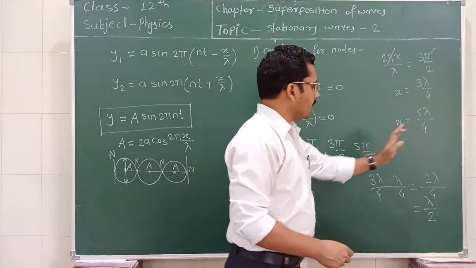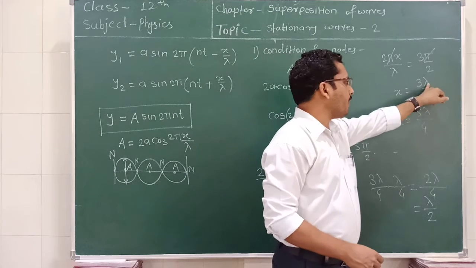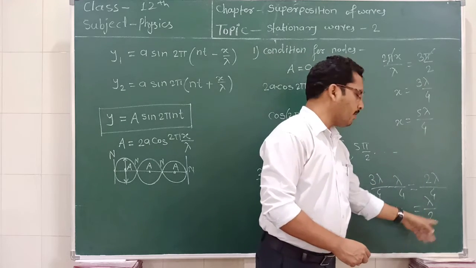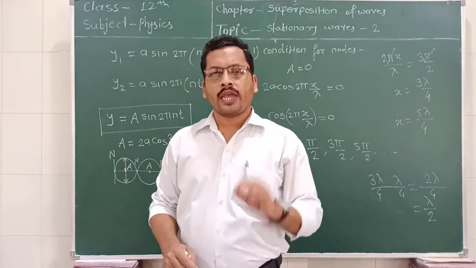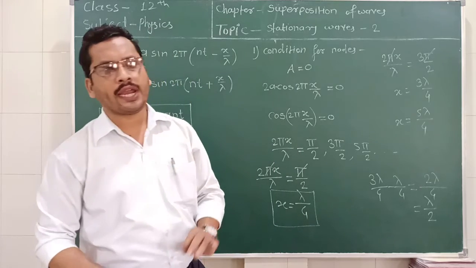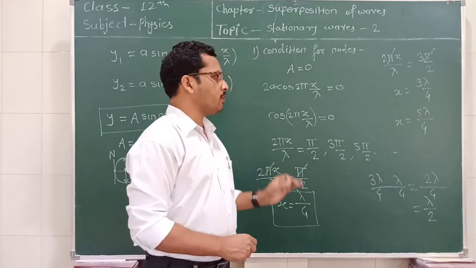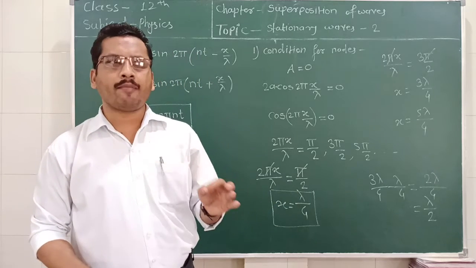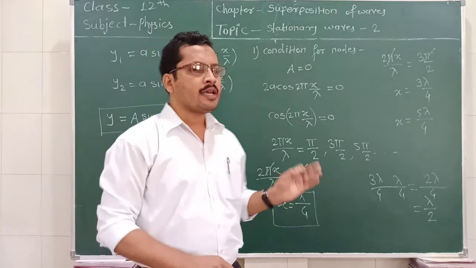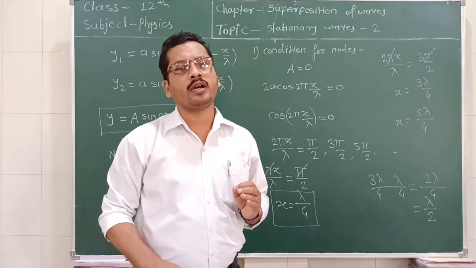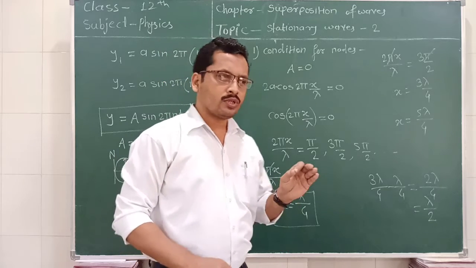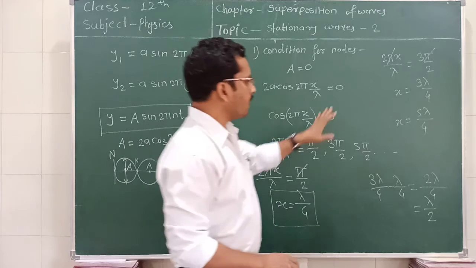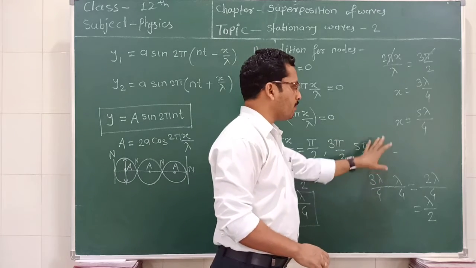If we subtract 3 lambda by 4 minus 5 lambda by 4, again the value must be lambda by 2. So every time it should be noted that the distance between two successive nodes is equal to lambda by 2, where lambda is the wavelength of the wave. Okay, so this is the condition for nodes. So we can derive a simple relation for this.